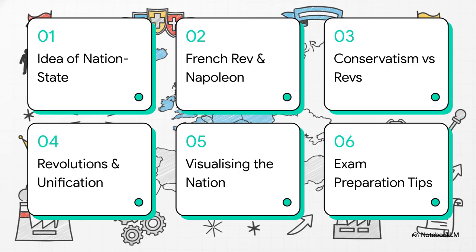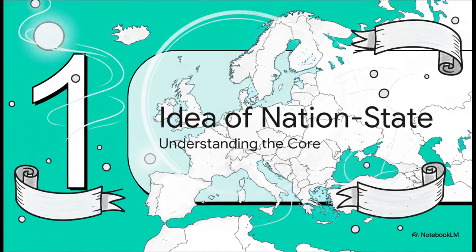So here's our game plan. We are going to move through the chapter in 6 main parts. We'll start with the basic idea of what a nation-state even is, and we'll follow the entire story, right up to how countries like Germany and Italy were formed. Following this timeline really helps you connect the dots, which is exactly what you need for your exams. Okay, let's start right at the beginning.